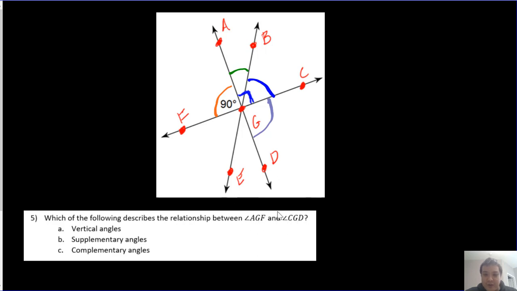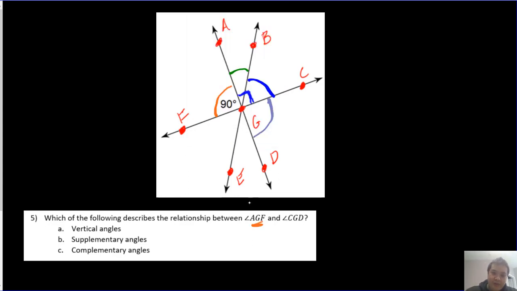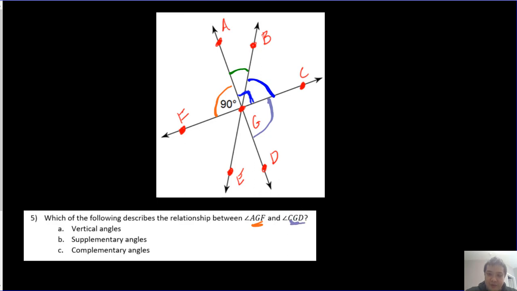Again, here we have another figure, and it's asking us to describe the relationship between AGF and CGD. We need to figure out which ones those are. Which angle is AGF? That would be the orange one, AGF, and in the middle of that is this orange one. What angle is CGD? That would be the purple one, CGD.